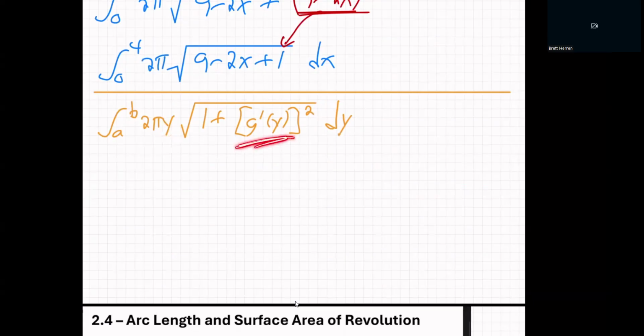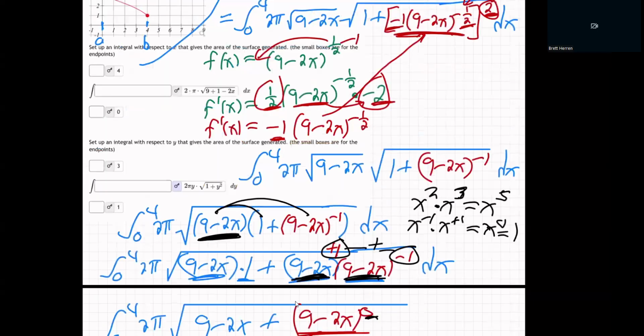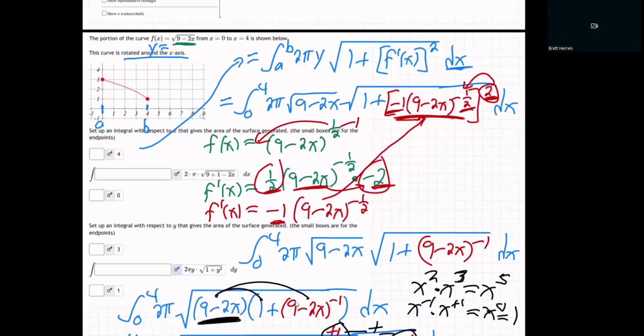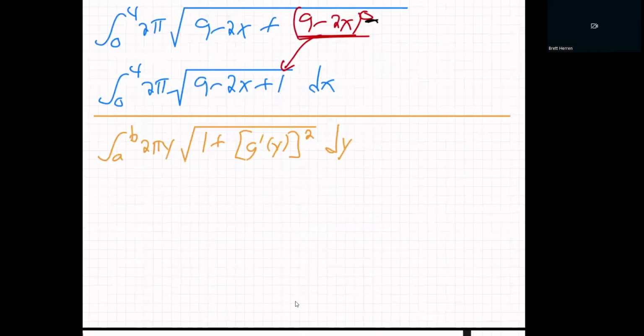Now, what's this g prime of y stuff? Well, that's all about our function. So we got to go back to our original function right here. F of x or y is the square root of 9 minus 2x. Let me do that over here on the side. So we've got y is the square root of 9 minus 2x. This means we need a function of y, which means we need x. We got to solve this equation for x. That's what it means when they say g prime of y. They want something in terms of y, which means get x alone, you'll have it in terms of y. So that's what we're going to do.